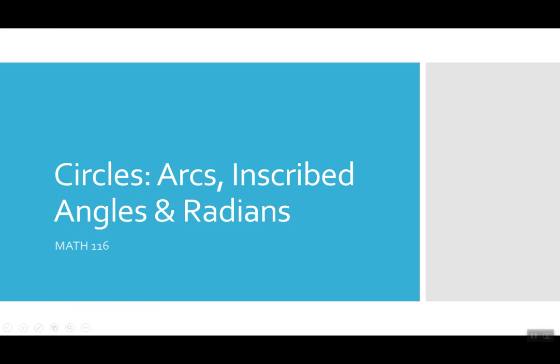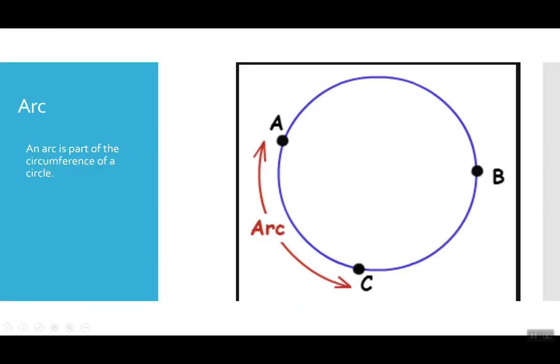We continue our discussion on circles by covering arcs, inscribed angles, and radians. An arc is a part of the circumference of a circle. You can see in the picture that I have an arc indicated. It would start at point A and end at point C.